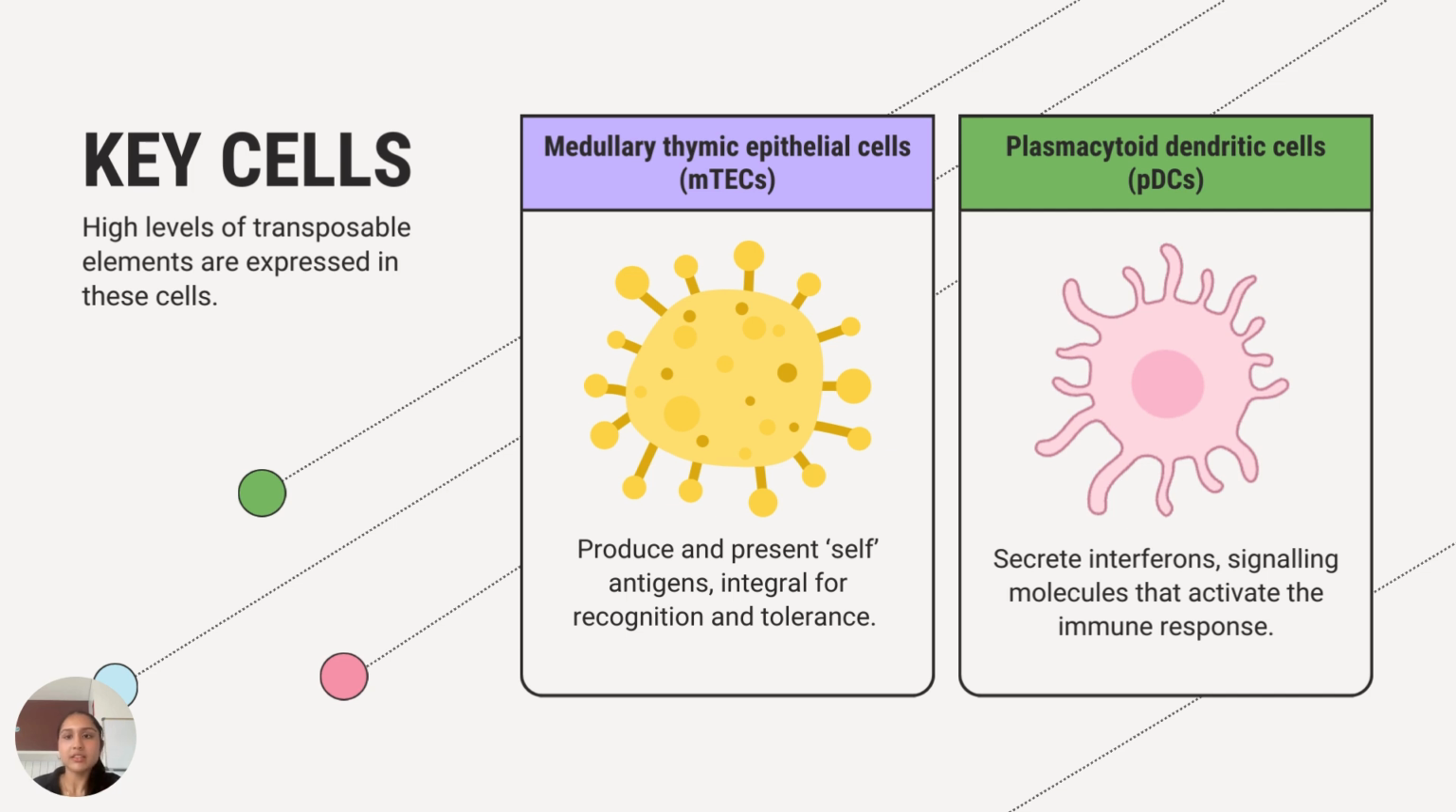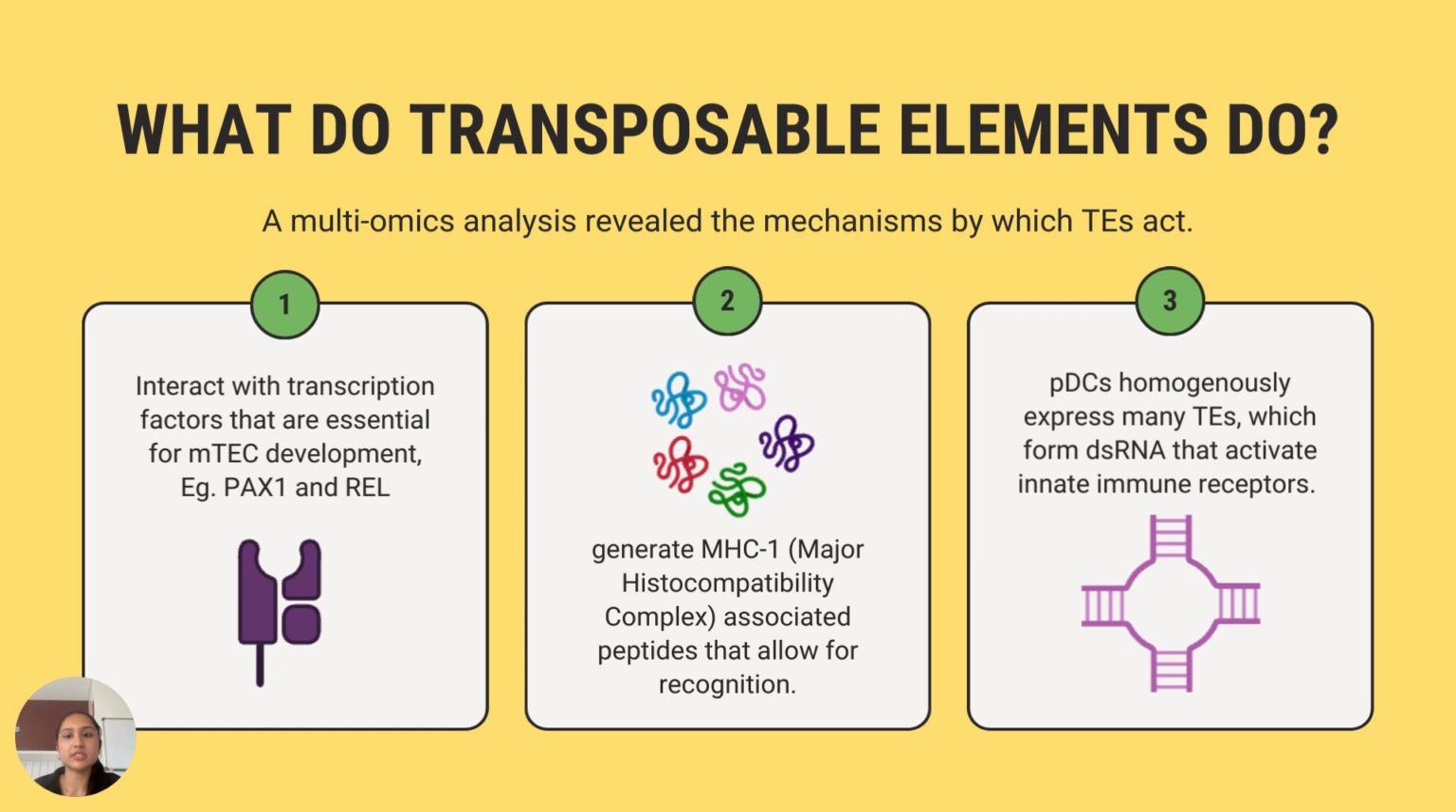They uncovered that two cell types express high levels of transposable elements: medullary thymic epithelial cells, or MTECs, and plasmacytoid dendritic cells, or PDCs. Both cells are strongly involved in the immune response. MTECs produce and present self antigens, allowing for recognition and tolerance, while PDCs secrete interferons, which are signaling molecules that activate the immune response. After performing multi-omics analysis, their study revealed the methods by which transposable elements act.